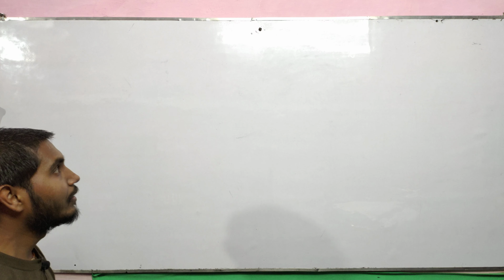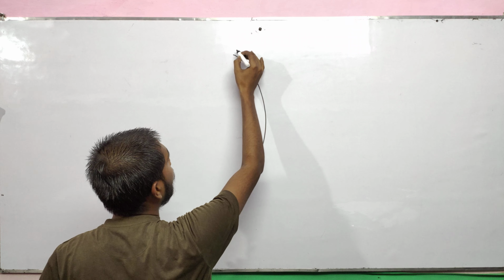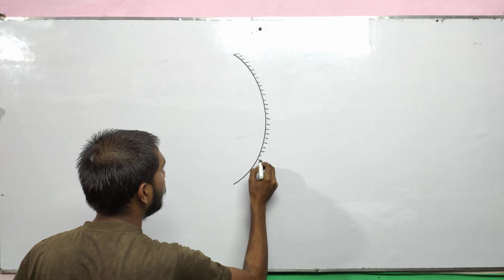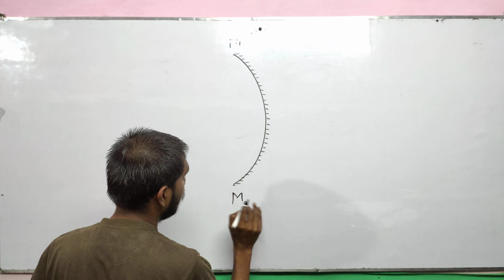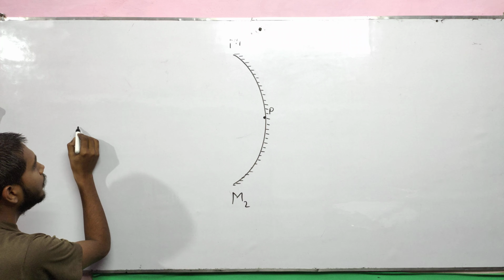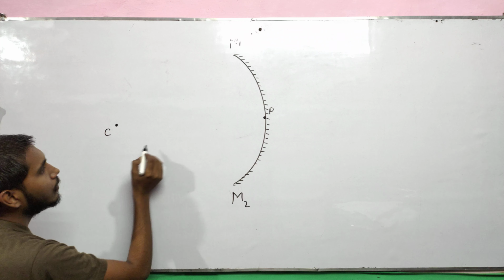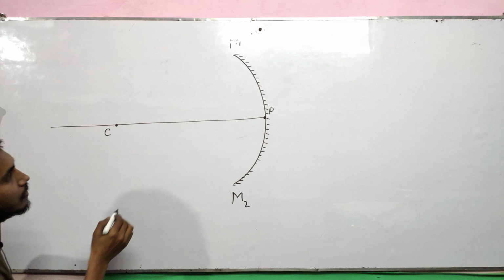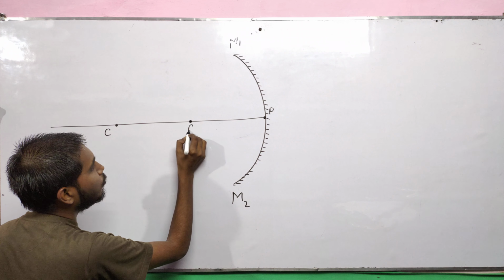Now let's start, beta. This is a concave mirror, M1, M2. This is the pole. This is the center of curvature. This is the principal axis and the focus point.